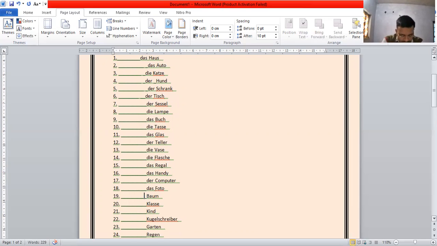And next is Baum. Baum means tree. So with Baum we use der, der Baum, tree. Klasse is for the class. So here we use die Klasse. Kind, Kind is for child, a small child. We use das Kind. So it is treated like a neuter at that time. We can't say male or female once we see Kind. So generally, das Kind.